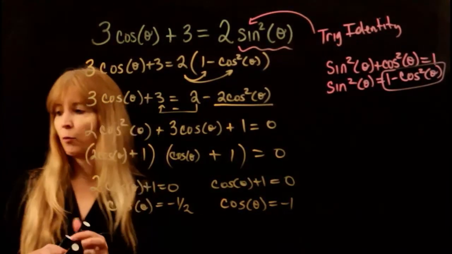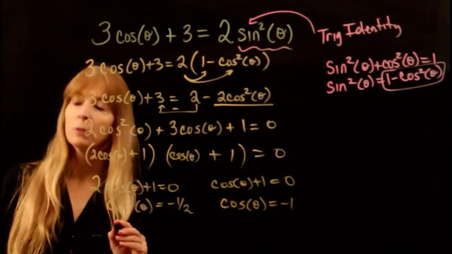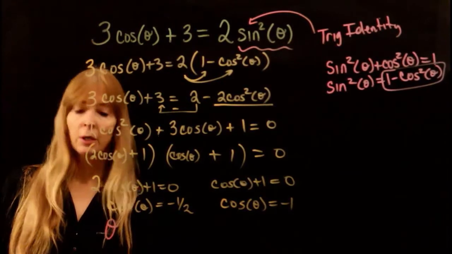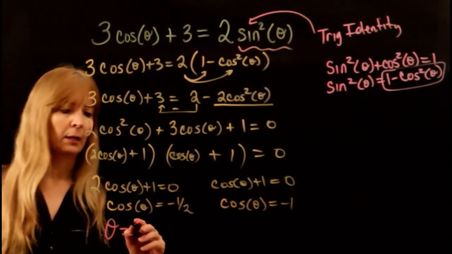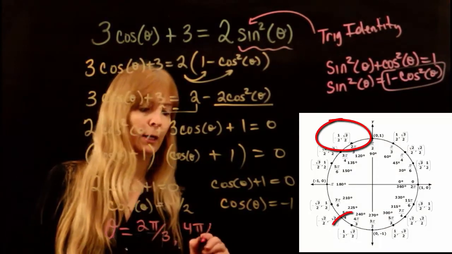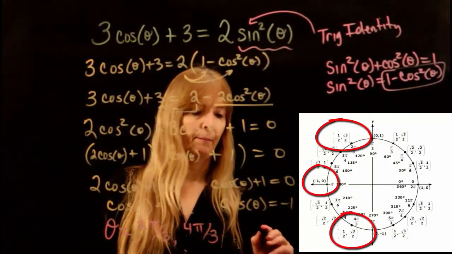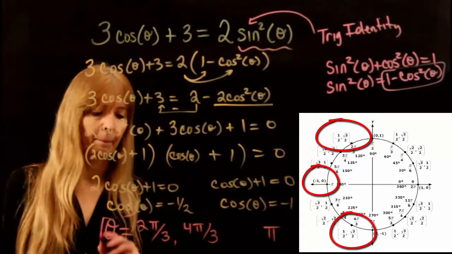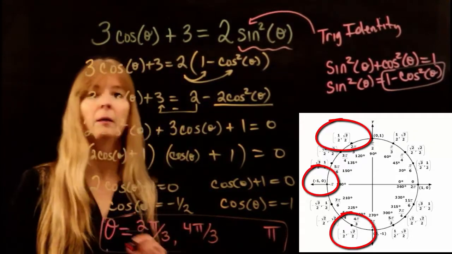And therefore, I look on the unit circle and make sure I'm not running off the board yet. And I get my 2 pi over 3, 4 pi over 3, and pi. So those would be my answers.